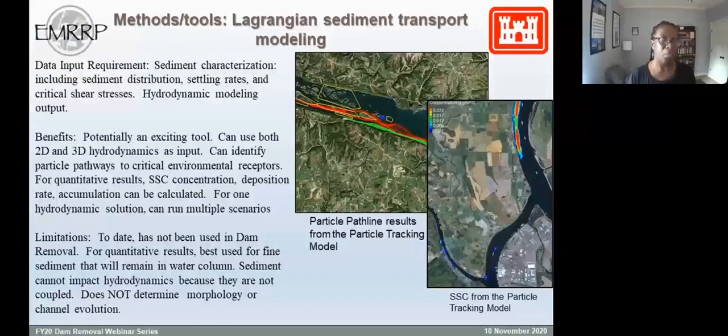You can also get quantitative results like suspended sediment concentration, deposition rate, and accumulation, but that requires more extensive information with respect to the sediment introduced into the system. To date, we haven't seen this type of tool used for dam removal. We know that it does have limitations. As I mentioned, the sediment release can't impact the hydrodynamics because they're not coupled. So this is not used to determine morphology or channel evolution or things like that. We have two examples: particle path lines, and then suspended sediment concentration.